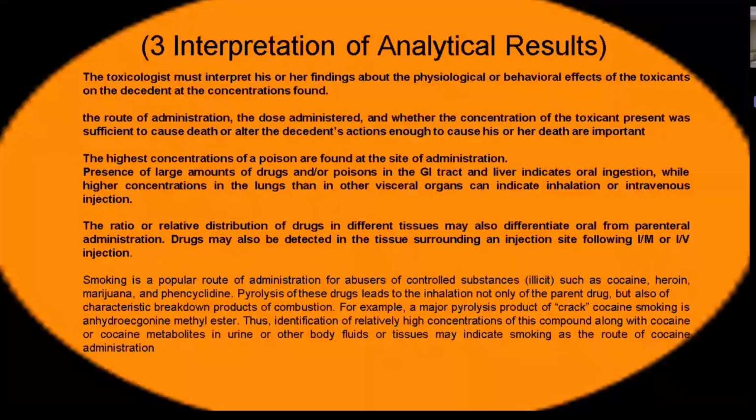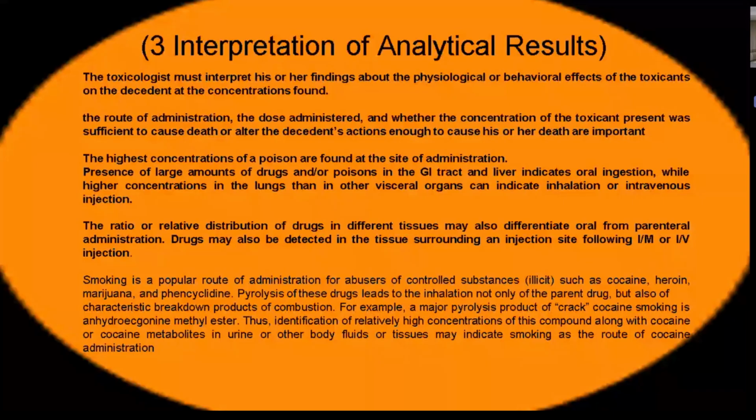This is the third phase, where the first one was case history. Then we talked about how we will analyze the sample and what the precautions were. This is the third phase, interpretation of the analytical results: what results were good and how we will be able to interpret them. The toxicologist should be able to interpret his or her findings about the physiological or behavioral effect of the toxicants on the deceased and the concentration found.